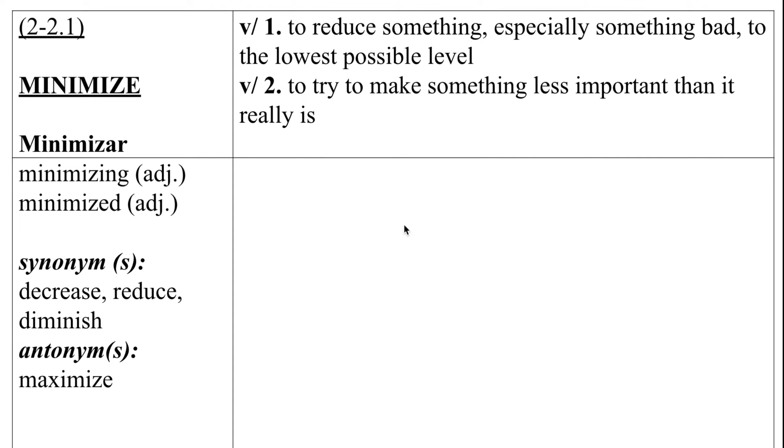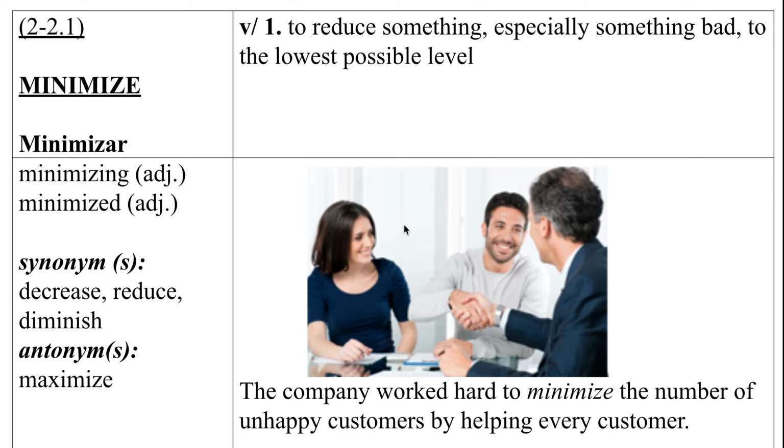So let's look at some more specific examples with each definition. So the first is to reduce something, to make it as low. So it's an action, and it means to reduce something, especially something bad, to the lowest possible level. So here's a sentence. It says, the company worked hard to minimize the number of unhappy customers by helping every customer.